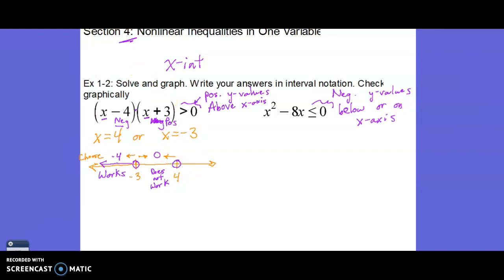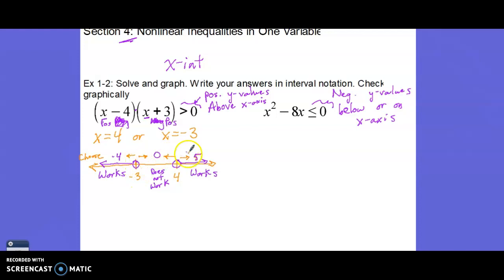And then we're going to choose a number that's to the right of 4, say 5. Keep the numbers pretty simple. 5 is bigger than 4, just like negative 4 is smaller than negative 3. I'm trying to color code this so you see it pretty well. So 5 minus 4 is a positive. I'll just cross that off. 5 minus 4 is positive 1. And 5 plus 3 is positive 8. Well, positive 1 times positive 8 is a positive number. I don't really care what number it is. I just care that it's greater than 0. So this works. So this is what they're talking about for the graph.